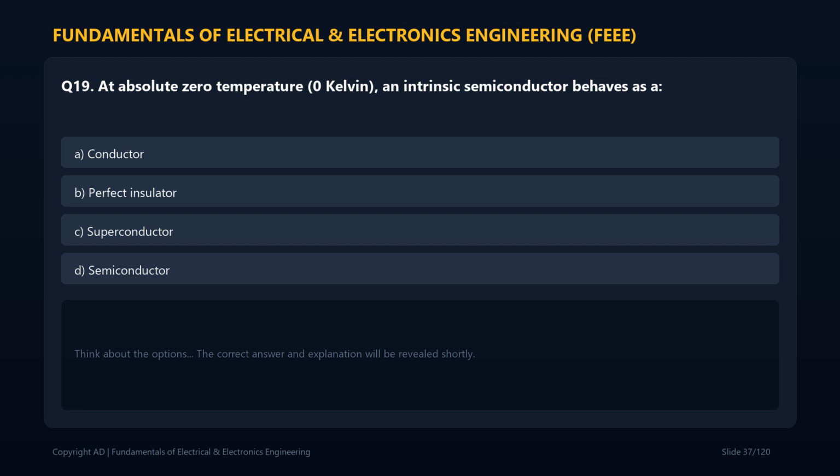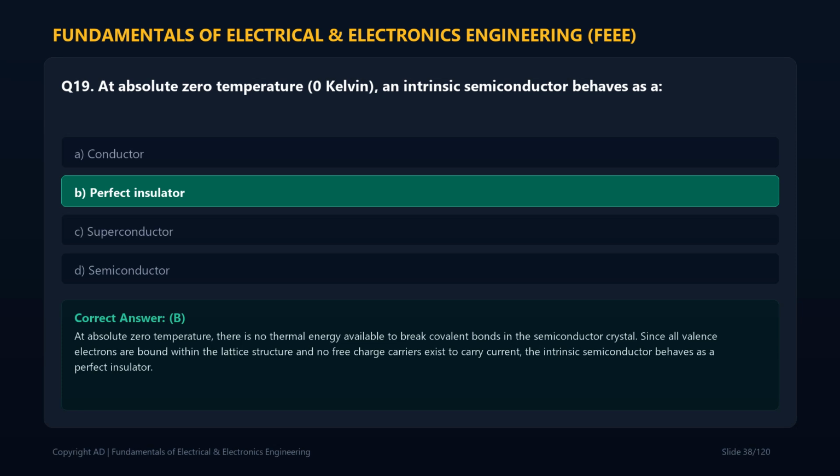Question 19. At absolute zero temperature, an intrinsic semiconductor behaves as a option A, conductor. Option B, perfect insulator. Option C, superconductor. Option D, semiconductor. The correct answer is B, perfect insulator. At 0 Kelvin, all covalent bonds are intact and no thermal energy is present to release electrons, leaving the material with zero charge carriers acting as a perfect insulator.